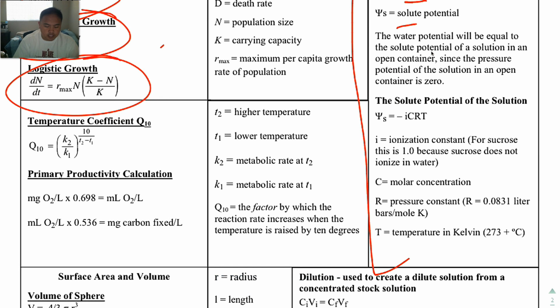And then the solute potential of the solution, again, look for these words. If you don't understand, look in your formula sheet. Here's the formula to find out the solute potential. Negative iCRT. And you're like, what the heck is negative iCRT? Here's what iCRT means.